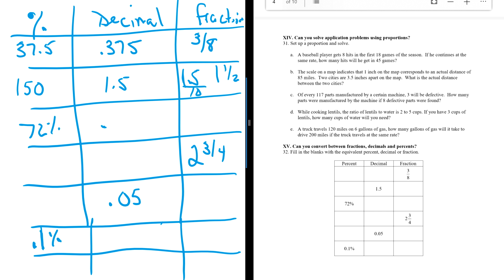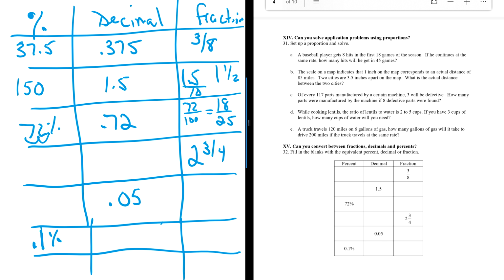72% in decimal would be 0.72, because now I'm dividing that by 100, or moving the decimal over 2 to the left. The decimal is really here. So you move it over 2 to the left, because it is a percent, changing it to a decimal. The fraction is going to be 72 over 100. And then you got to simplify that. 72 over 100 is 18 over 25. Okay, that's what that simplifies to be.